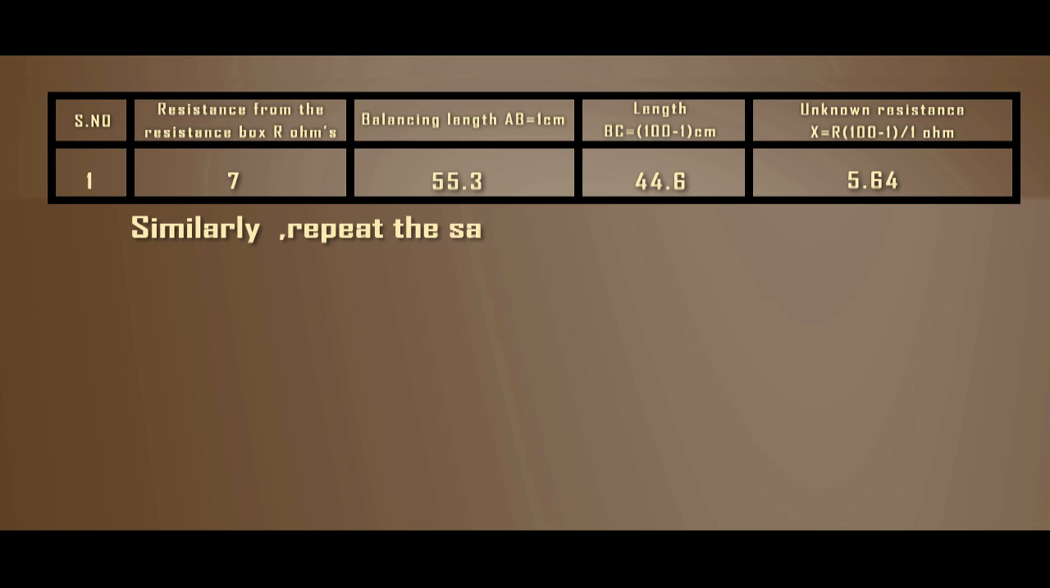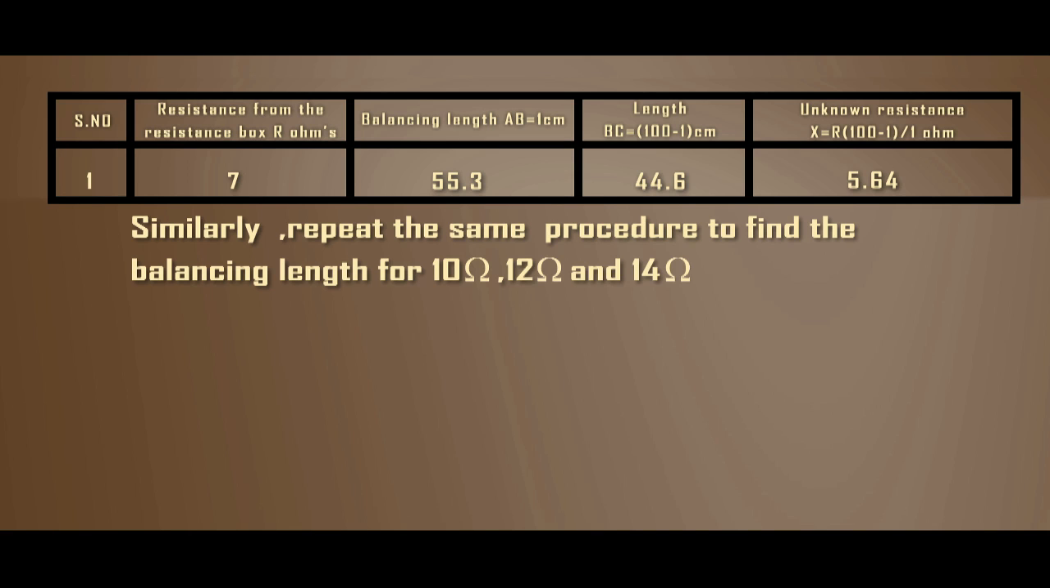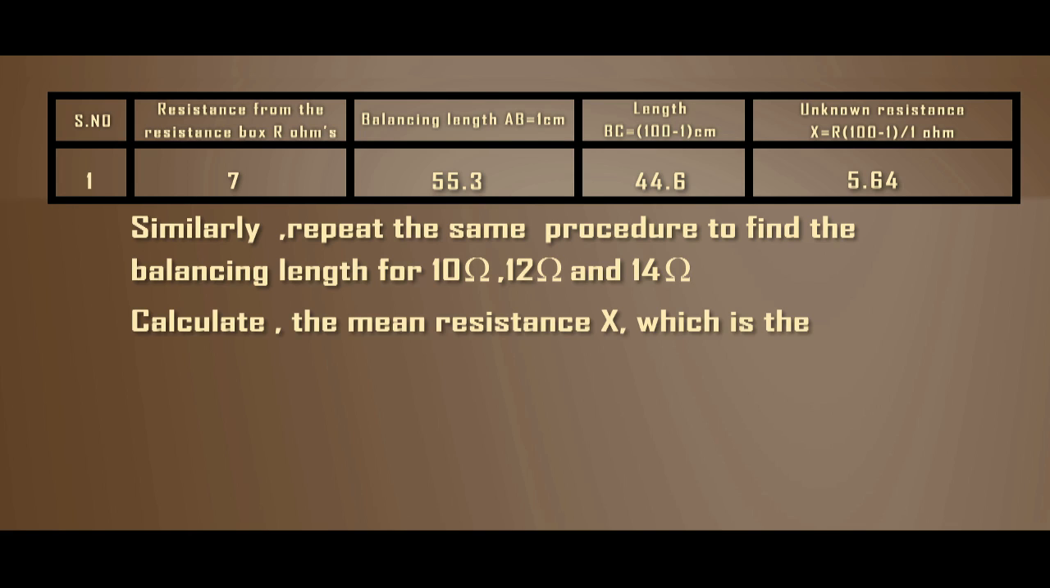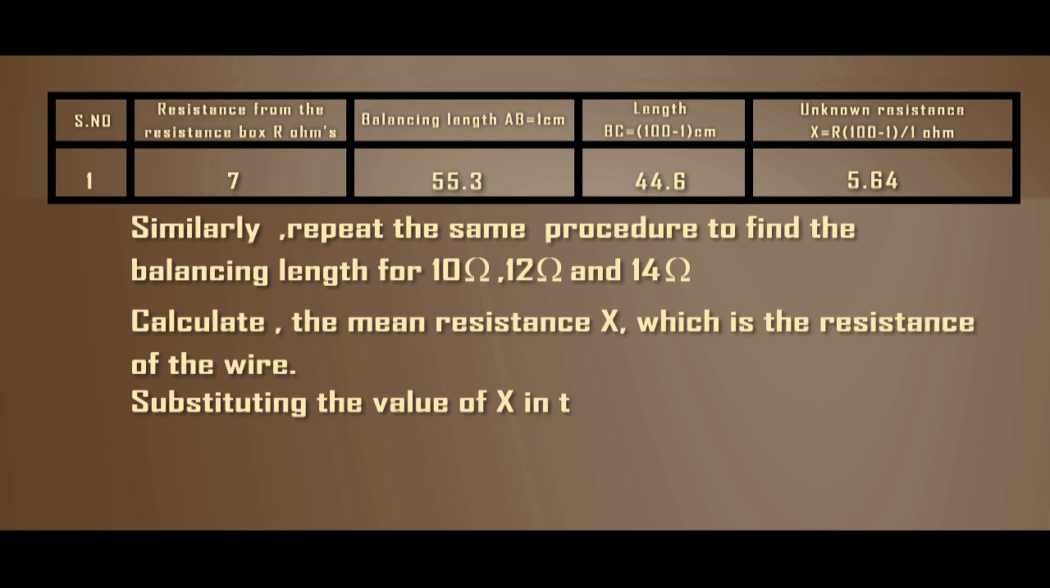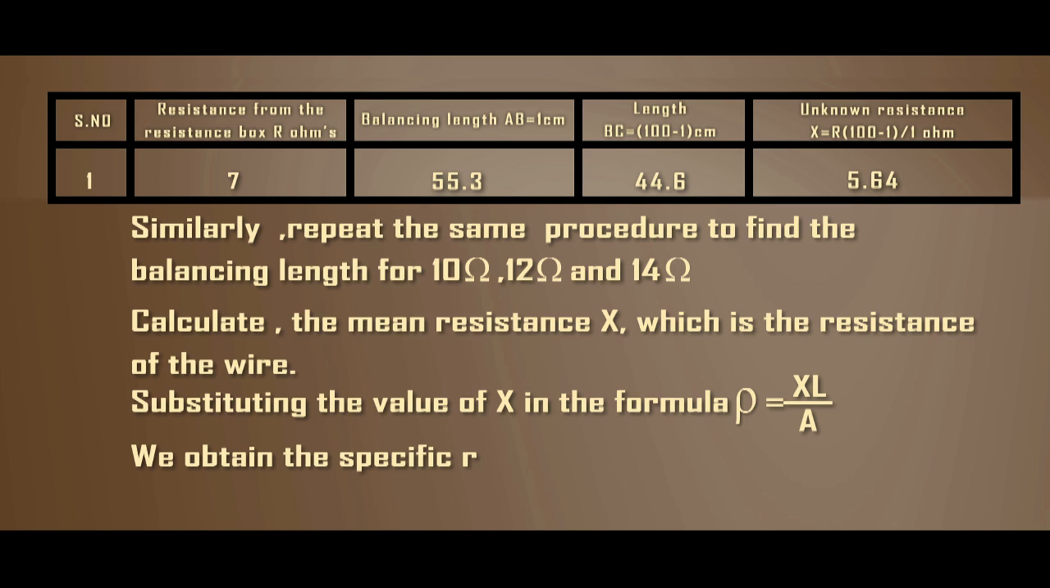Similarly, repeat the same procedure to find the balancing length for 10 ohm, 12 ohm and 14 ohm. Calculate the mean resistance X, which is the resistance of the wire. Substituting the value of X in the formula ρ is equal to XL by A, we obtain the specific resistance of the material of the wire.